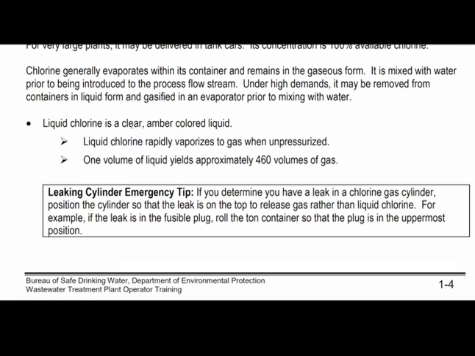Liquid chlorine is a clear or amber-colored liquid. Liquid chlorine rapidly vaporizes to gas when unpressurized. 1 volume of liquid yields approximately 460 volumes of gas.